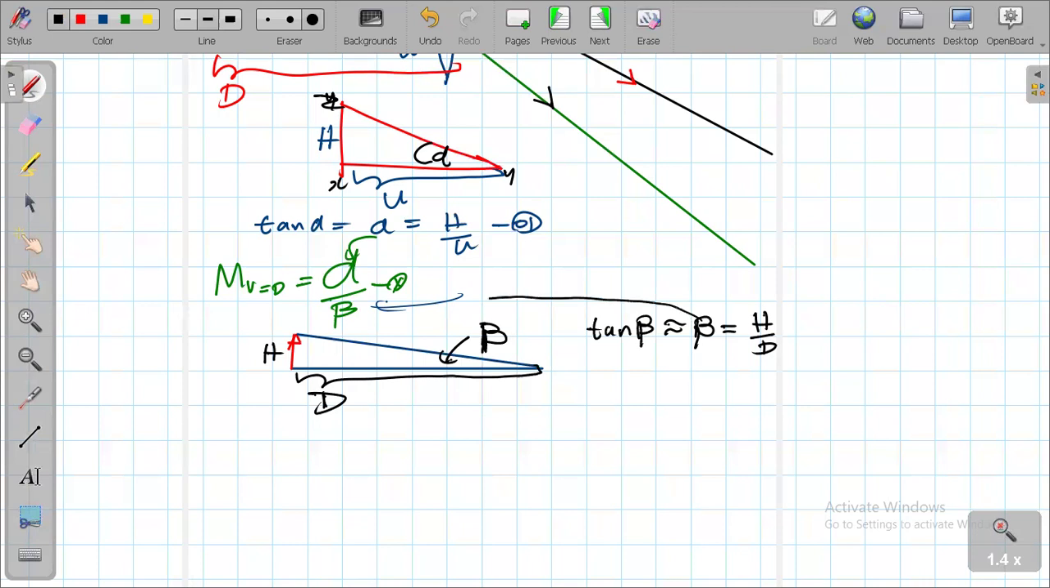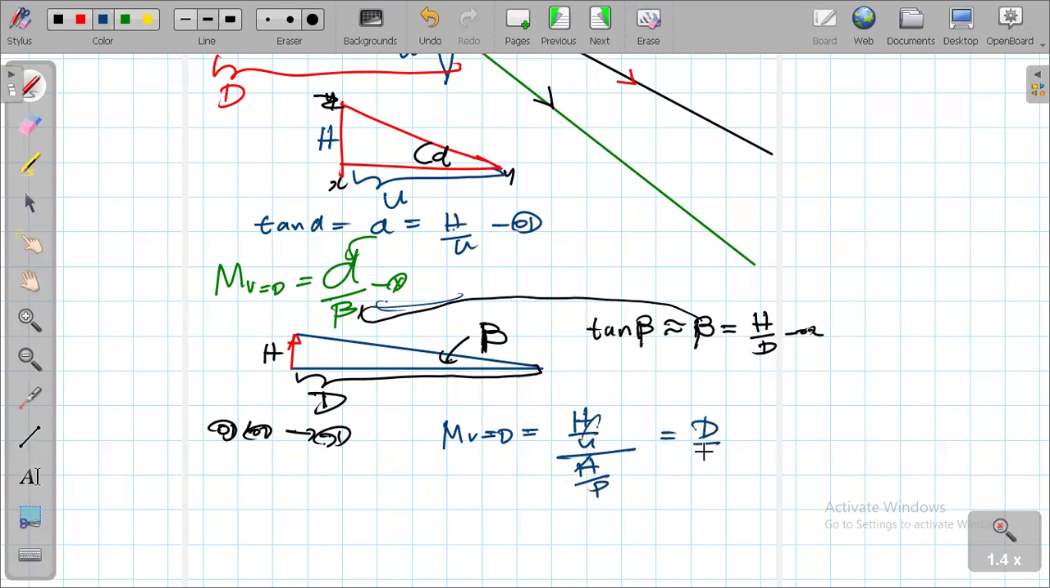Now I have this value, I can substitute it here. Equation number 2, equation 1 divided by 2. You may get this: magnification equals alpha over beta, as a ratio of H over U divided by H over D. H and H cancel off, you get D over U. Equation number 3, but still it is not your finalized equation, because you have to express U in terms of other terms.